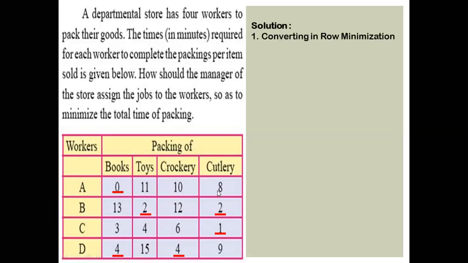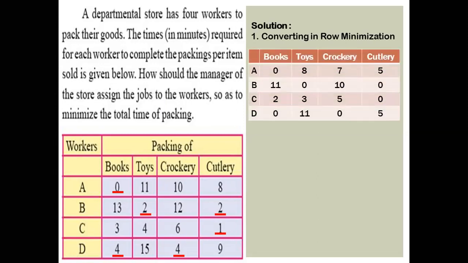So here comes the solution. Converting in row minimization, your matrix will look somewhat like this. 3 minus 3 gives you a 0. 11 minus 3 gives you 8. 10 minus 3 gives you 7. And 8 minus 3 gives you 5. Similarly, 13 minus 2 gives you 11. 2 minus 2 gives you a 0. 12 minus 2 gives you a 10. And again 2 minus 2 gives you 0.